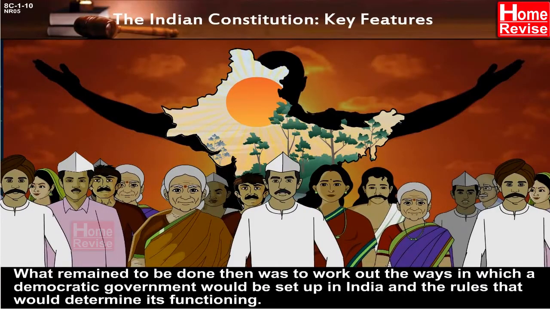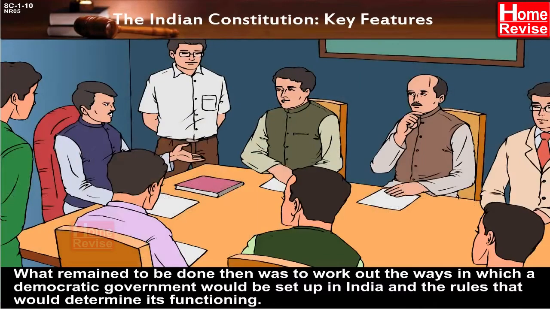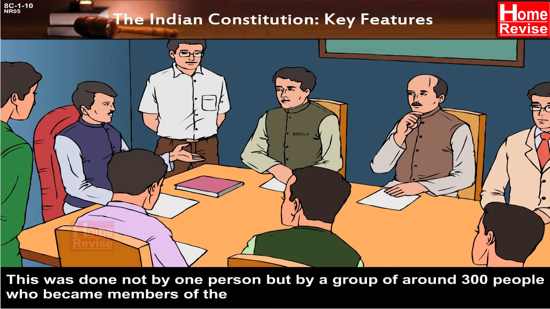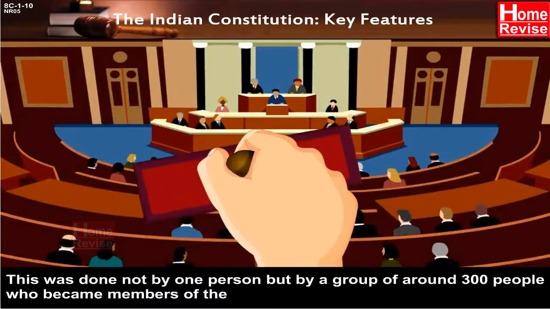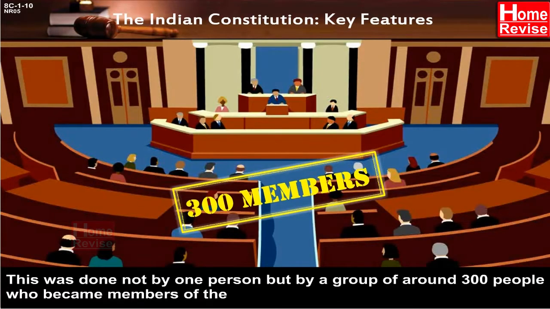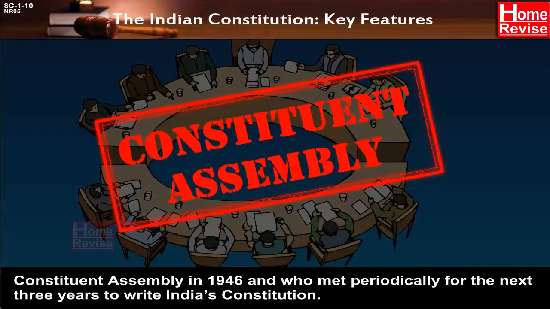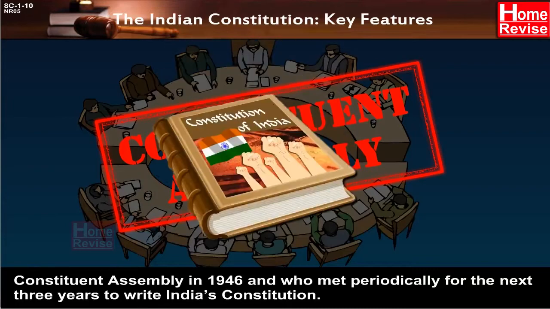What remained to be done then was to work out the ways in which a democratic government would be set up in India and the rules that would determine its functioning. This was done not by one person, but by a group of around 300 people who became members of the Constituent Assembly in 1946 and who met periodically for the next 3 years to write India's constitution.